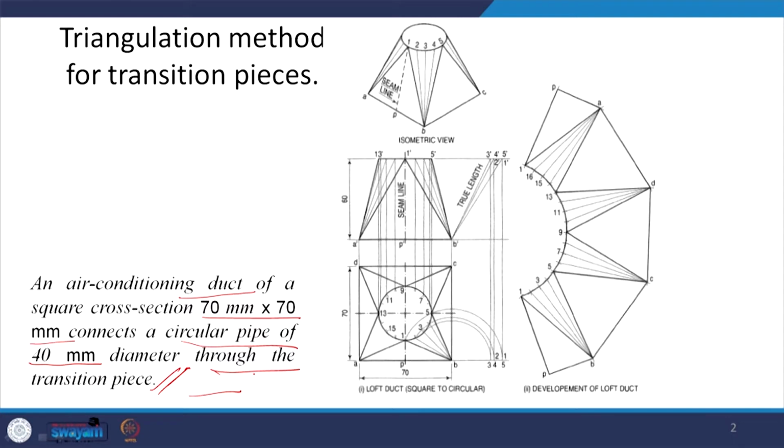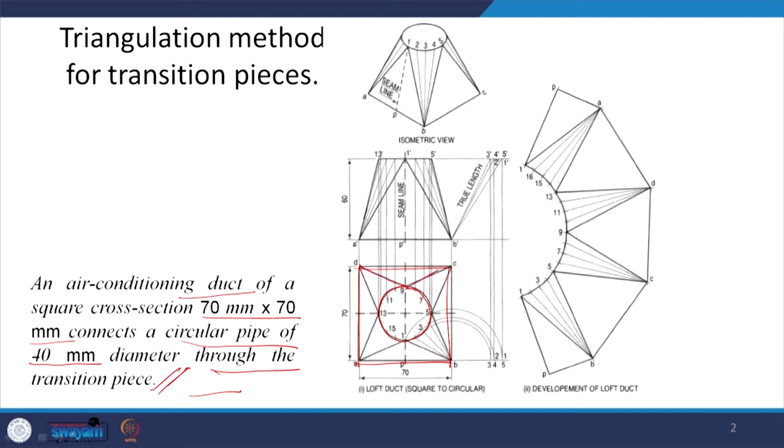How do we join them together? This transition piece will be made by using a plate which will be folded. This has to be designed. This is where the development of surfaces is actually required. So, what do you do? We know that we actually have a bottom square, which is where it connects to the square part of the duct. And then we have a circular piece. So, how will it be?